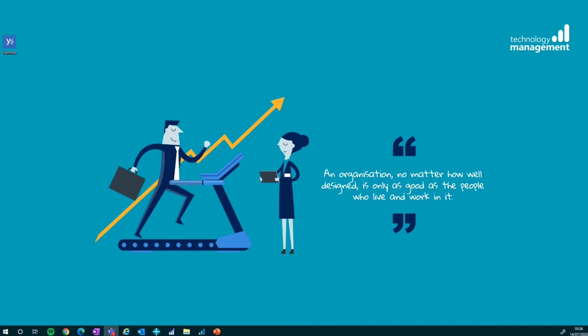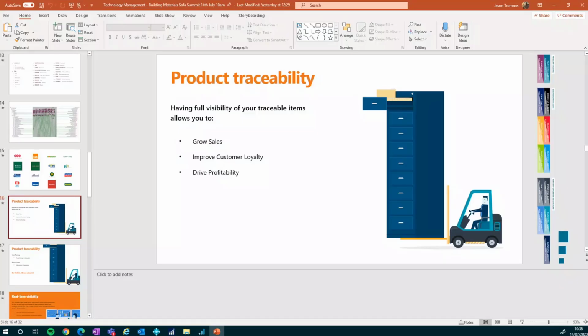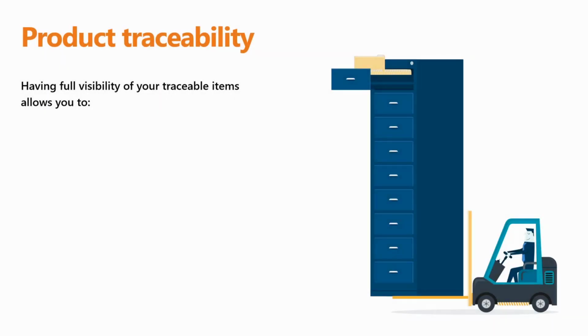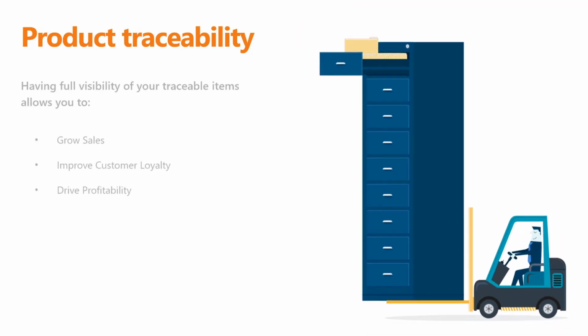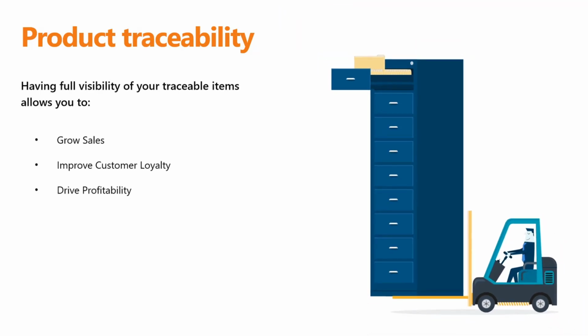So going back onto the second aspect, it's where we start to go into some of the product and some of the demos now. So product traceability. What does product traceability add and give to a building materials business like you? Having traceability allows you to understand the quality of your stock. It allows you to also understand and provide customer loyalty and drive profitability.